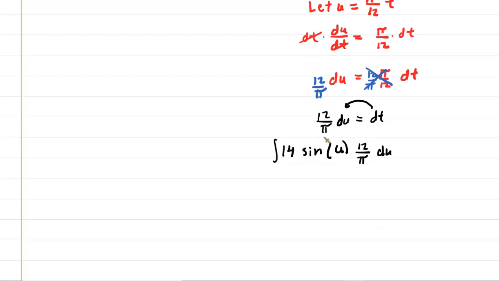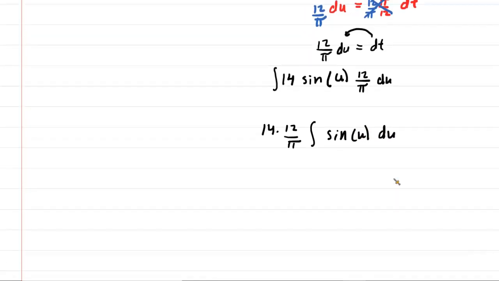So we have 14 multiplied by 12 over pi. So we're going to work that out in just a second. And then we have the integral of sine of u du. Now, we can simplify the 14 times 12 over pi. 14 times 12 is 168. So you're going to have 168 over pi. And then the integral of sine of u is negative cosine of u. So you can actually put the negative out here and then put the cosine there.